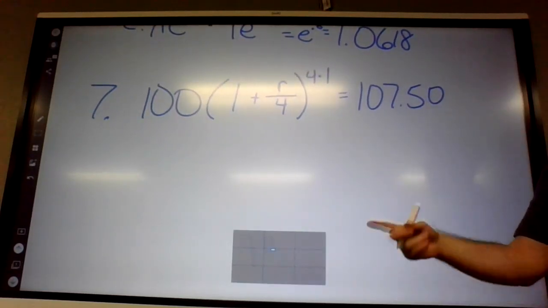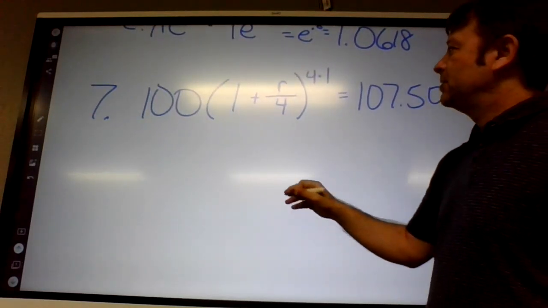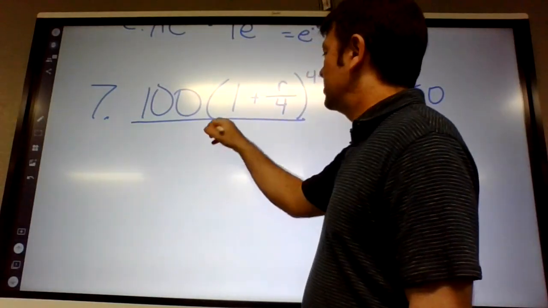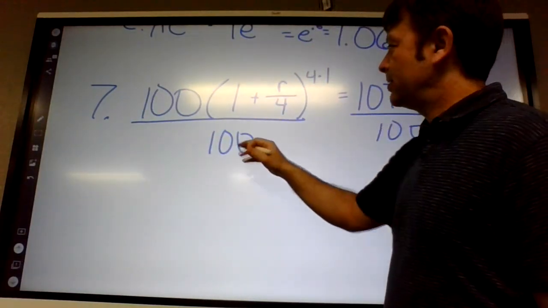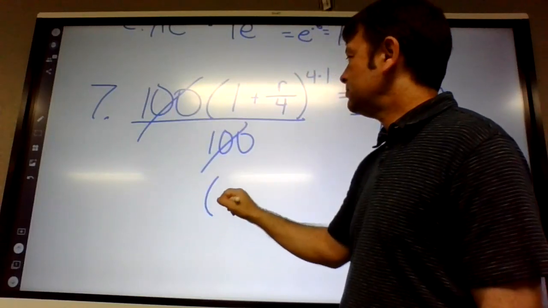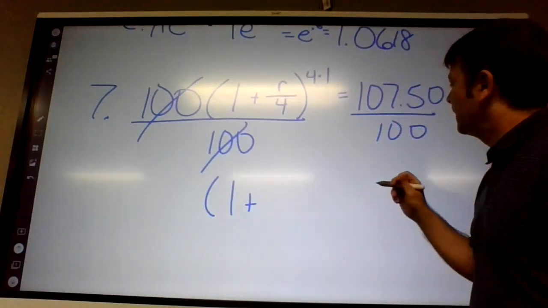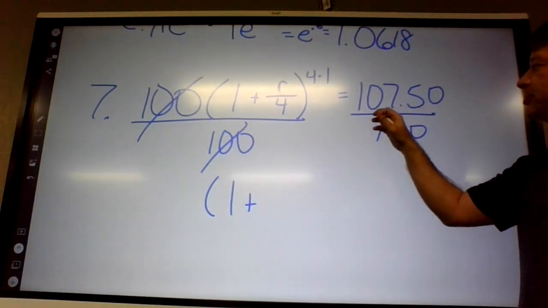We kind of did something like this a couple days ago. Bring 100 over. Divide by 100. You guys know how to do that without a calculator? Yeah. No? Above the decimal. Use the decimal. Decimal moves twice.